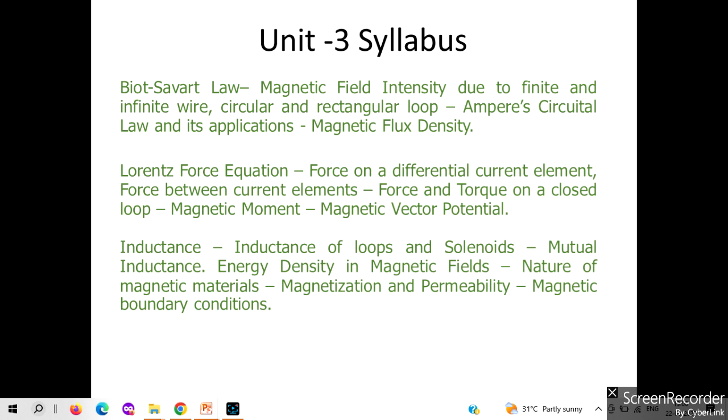And then the next topic is about the force between two materials carrying the current, where the Lorentz force equation comes into the picture, and the force equations and the torque due to the magnetic fields we are going to discuss. And then lastly we are going to discuss the inductance of materials, where inductance of loops and solenoids, and we are going to see the magnetic boundary conditions at the last. So this is the overall picture of the third unit of electromagnetic fields.